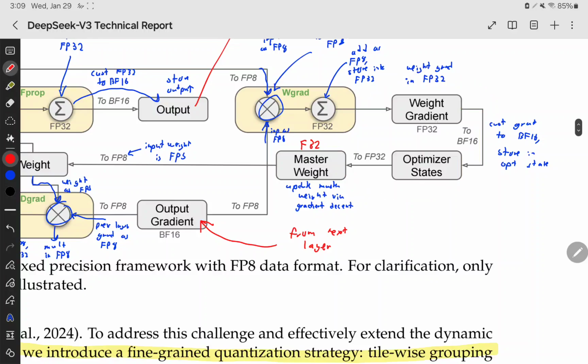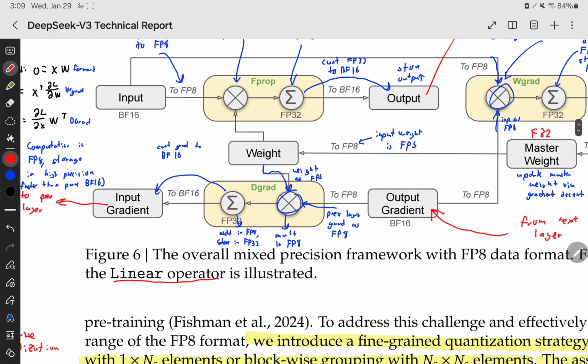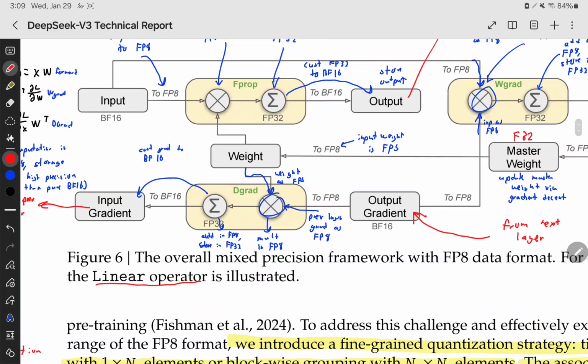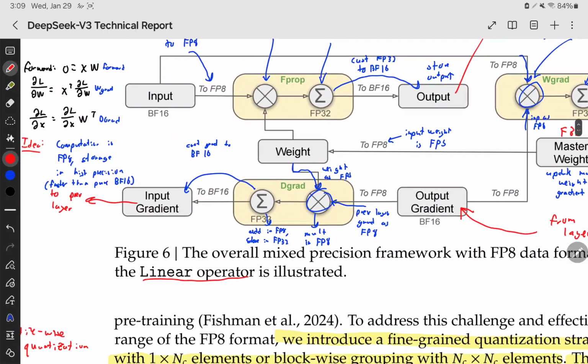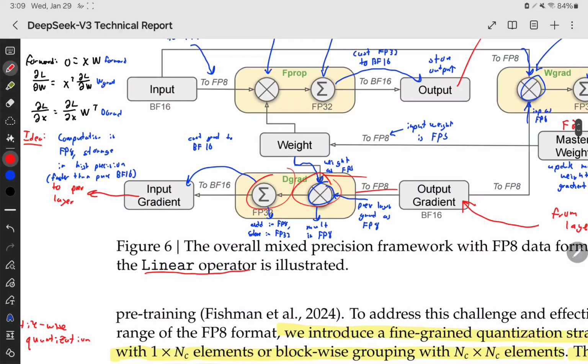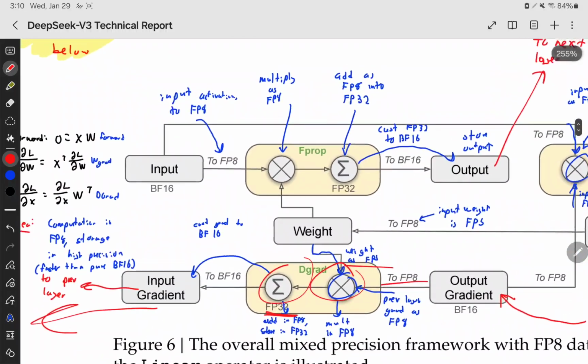They mention more about this over here and exactly what they do, but just know that they do the operations in low precision and they store things in higher precision. And then we do the exact same thing for dgrad, the input gradient, except we need the weight. So we take the weight, we cast it, we take the output gradient, we cast it here. We do the operations in floating point 8, we sum into a floating point 32 bin, and we cast that to BFloat16, and this is sent to previous layers.